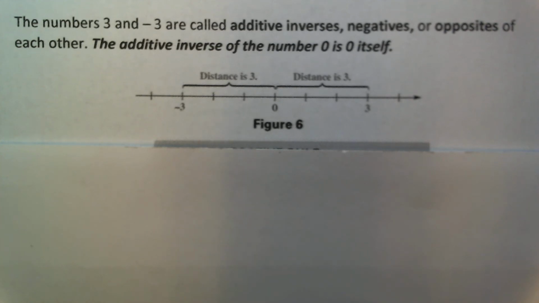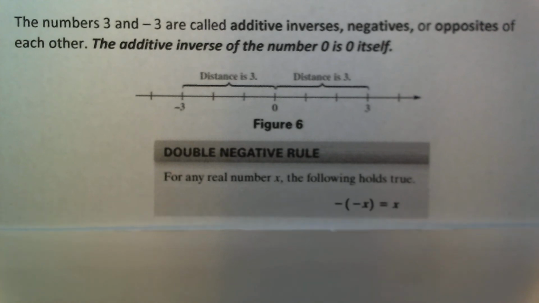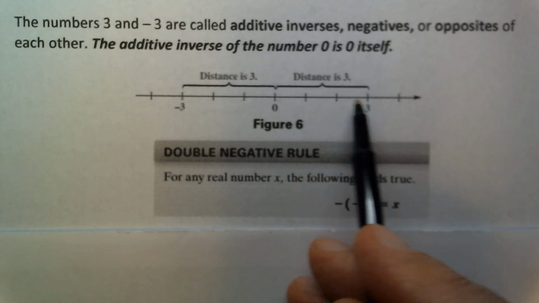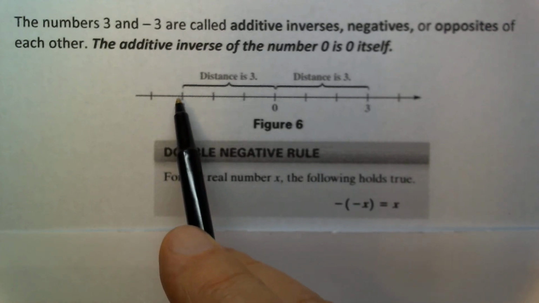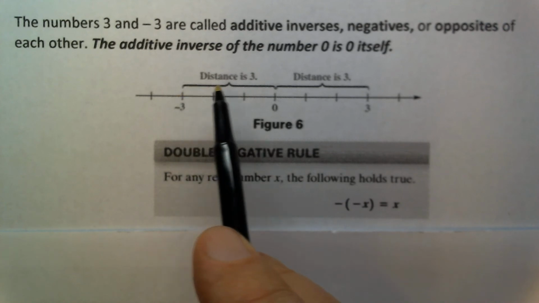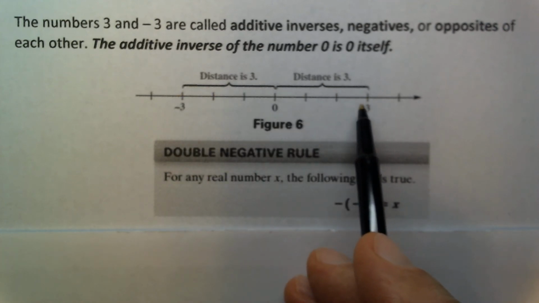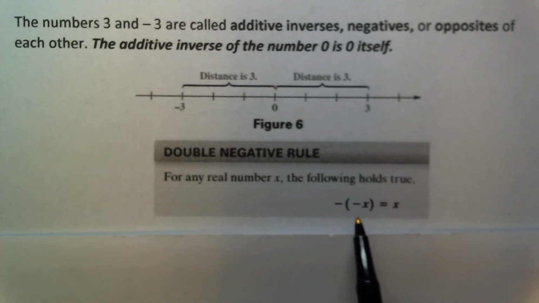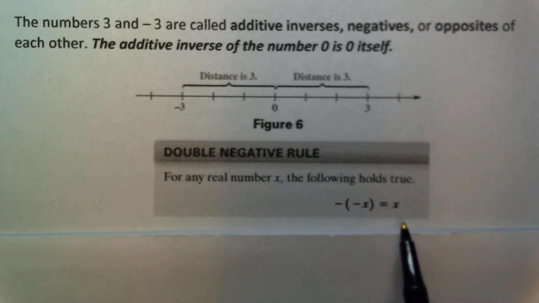Which explains also the next concept of the double negative rule. For any real number x, the following holds true: minus minus x equals x. And here we can see it in figure 6. So the opposite of 3 is negative 3, and then the opposite of minus 3 would be positive 3. So that's minus minus 3. So that's how the double negative rule can be explained. But you definitely want to remember this one. That will be applied many, many times, so make sure that that's firmly understood.